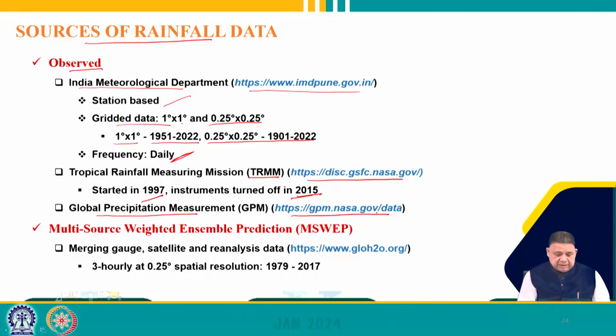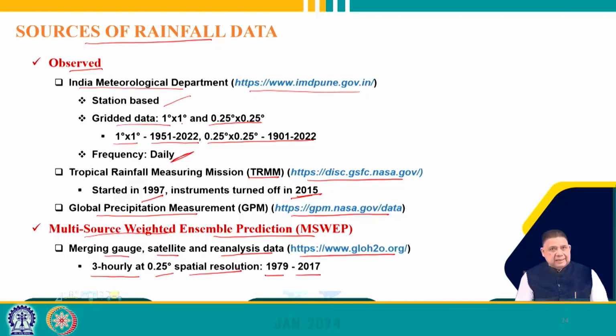Besides these direct measurements, we have the Multi-Source Weighted-Ensemble Precipitation data also, which merges gauge, satellite and reanalysis data. It is provided at a 3-hourly time step at 0.25 degree spatial resolution over 1979 to 2017, and this is the website. So, you can freely download the data and do various kinds of rainfall analysis.